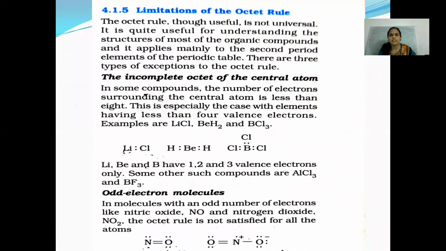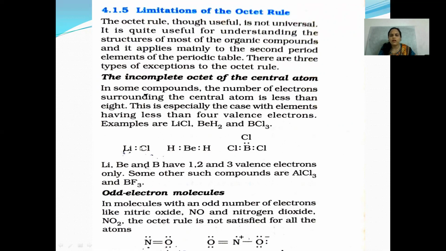Next, we come to the limitations of the octet rule. Although the octet rule is useful for understanding the structures of most of the organic compounds, it applies mainly to the second period of the elements of the periodic table. There are 3 types of exceptions to this octet rule. The first one is the incomplete octet of the central atom. So here you see the examples: lithium chloride, beryllium hydride, and boron trichloride.